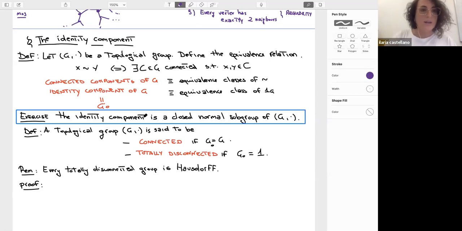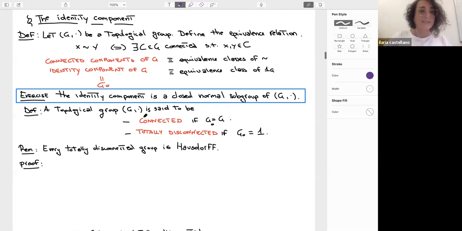Okay, now I started the lecture with the definition of topological group with the assumption of Hausdorffness. Now I want to show you that for the groups we are going to talk about, this assumption was not necessary.